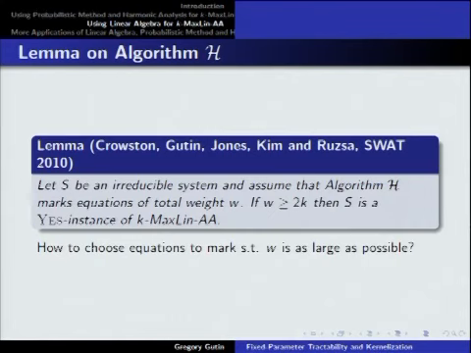because we would like to not run out of equations so soon, because of the following simple lemma. If we have an irreducible system, and if we assume that algorithm H marks equations of total weight W, then if W is more or equal than K, then the answer to our problem is yes. So we want to run that algorithm for as much as we can, to make the weight of marked equations as large as possible.